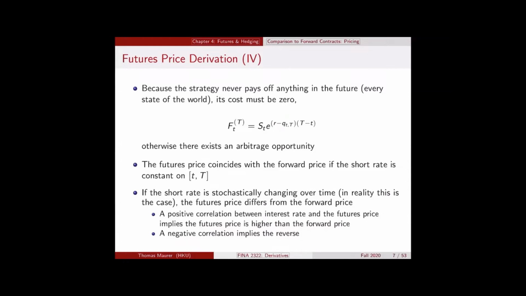let's go back again to our derivation in the virtual whiteboard. A positive correlation means that when r is relatively high, then the futures price at time S1 is larger than the futures price at time S0, and this means that this term here in parentheses is negative. Similarly, if the interest rate is relatively low, then the futures price at time S1 is less than the futures price at time S0, and therefore this term in parentheses is positive.